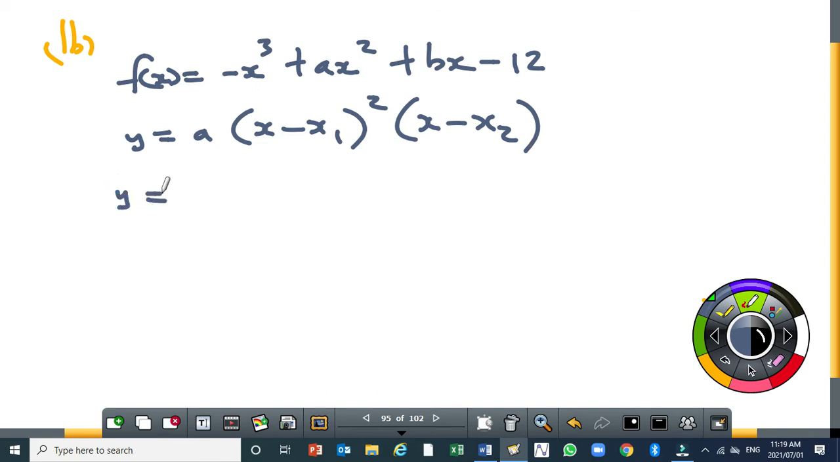So, it means we are going to have y equal to, now check this. This a here, you see this a of the general equation, is the coefficient of this x cubed, which is equal to negative 1. So it's minus 1 here. Are you following there? Then you put x minus 2 squared. Then here it will be x plus 3. You should have that. If you made a mistake, just correct yourself.